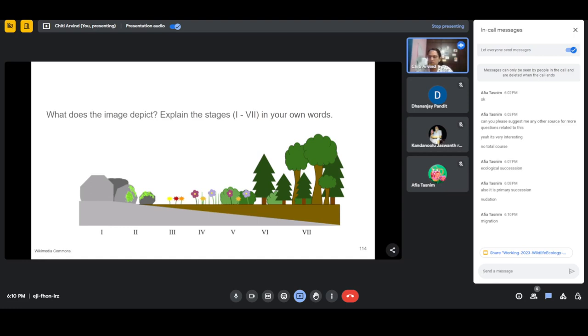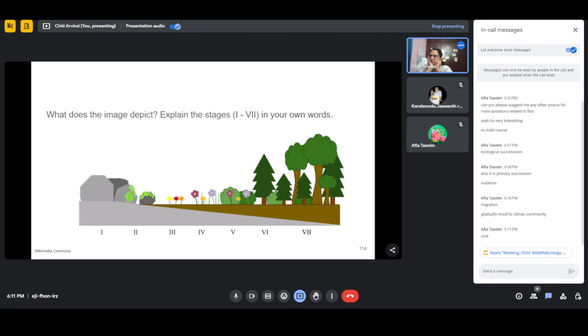What does it look like? What is the biggest difference between stage 1 and stage 7? Okay. I understand. Gradually results in a climax community, but what are we starting with? Correct, right? We're starting with rock at the very first stage. There's absolutely nothing else. It's barren land, it's rock.